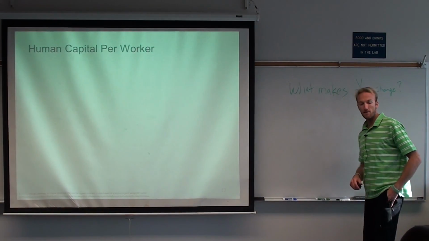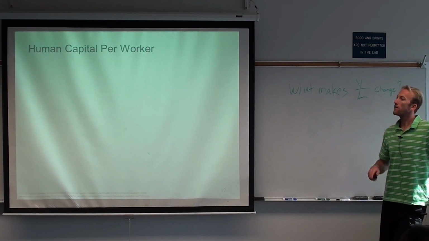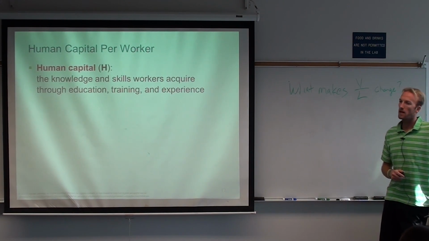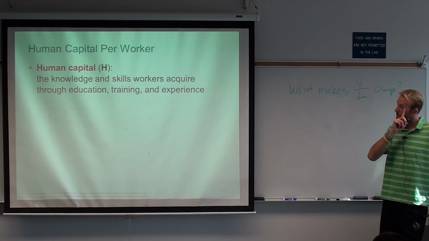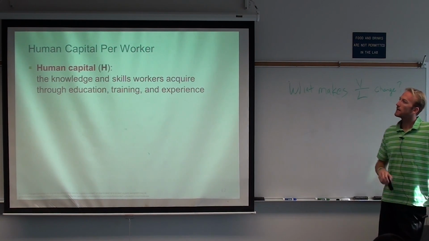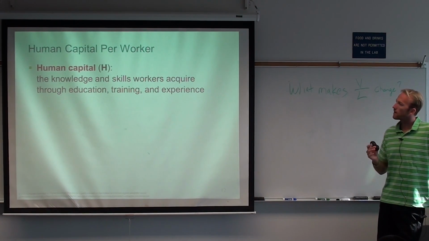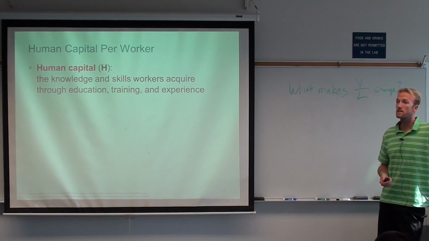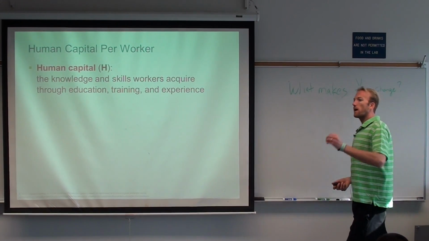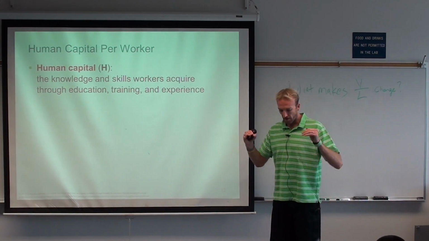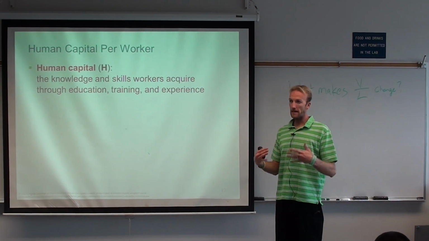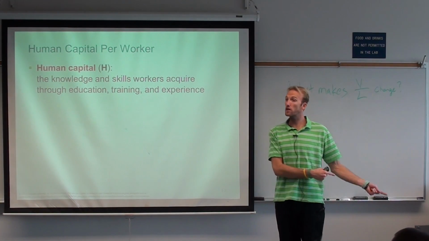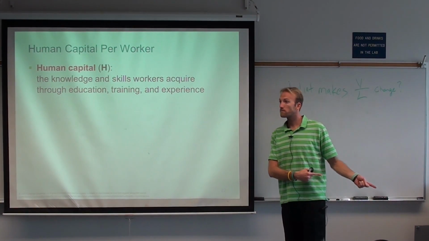Okay, and now there's another type of capital we're going to talk about, and this one we don't call just plain old capital. This one we call human capital, and we'll give it the letter H, okay? And so it's the knowledge and skills that workers acquire through education, training, and experience. School, right? School is an example of human capital. If I have a bunch of workers in my factory and I allow them to get more education, even if nothing else changes, they're going to be more productive, right?